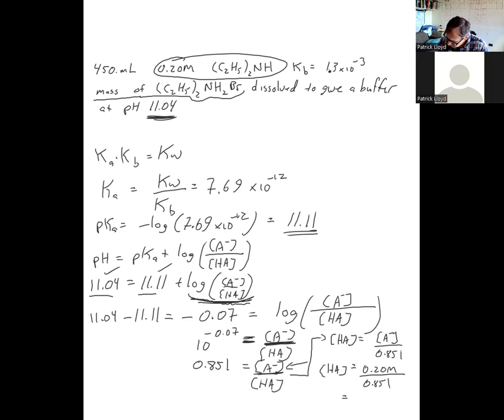So 0.20 over 0.851 is 0.235. Okay, there's your concentration of your acid. That's not the answer. Sometimes the questions will end at that point, but we want to go a couple more steps. We're doing a mass calculation.